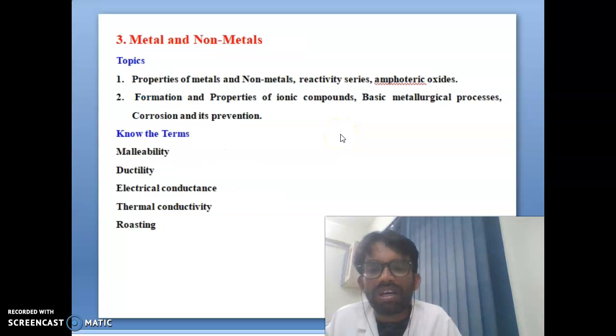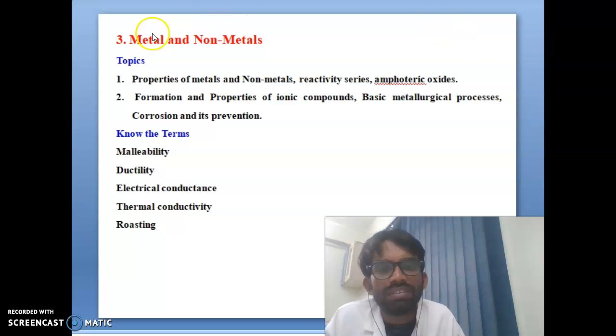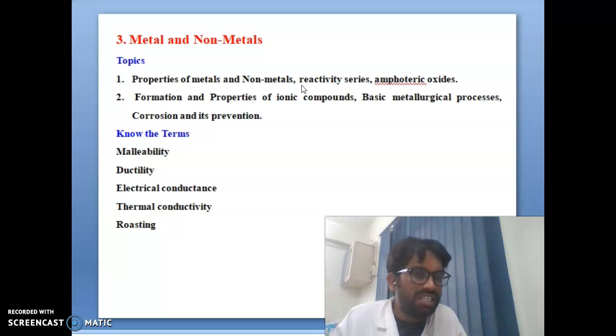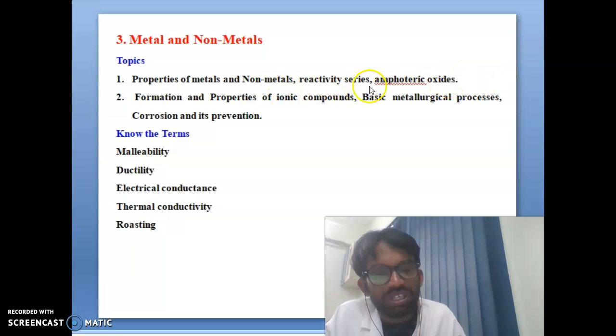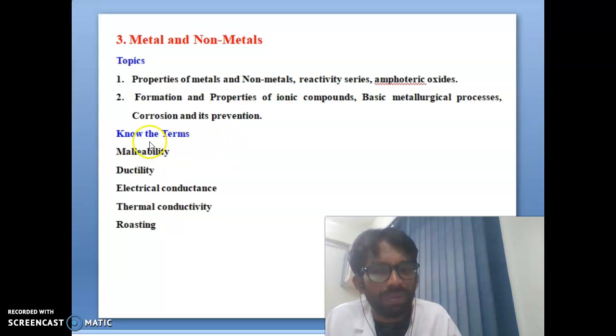Then the third topic is metals and non-metals. Again we have main topics: properties of metals and non-metals, which you need to know, and the reactivity series and amphoteric oxides. What is an amphoteric oxide? That is very important. They will ask you a two-marks question. Also formation and properties of ionic compounds, basic metallurgical processes, corrosion and its prevention. You need to know terminology like malleability, ductility, electrical conductance, thermal conductivity and roasting.